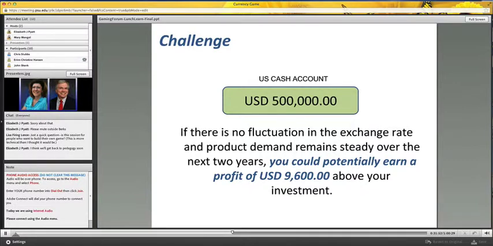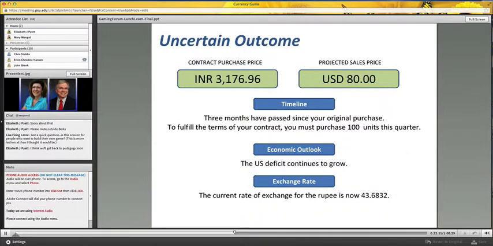A challenge is set up. So the learner is presented with the potential profit they could earn based upon the product they selected and the country selected, based upon whatever the exchange rate was at the time they entered the contract. So this sets up sort of a sense of competition to try and either meet or exceed that goal. As in the world of international business, with a game, there is uncertain outcome.